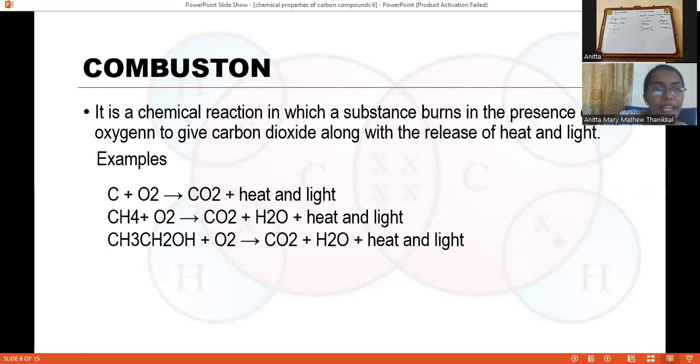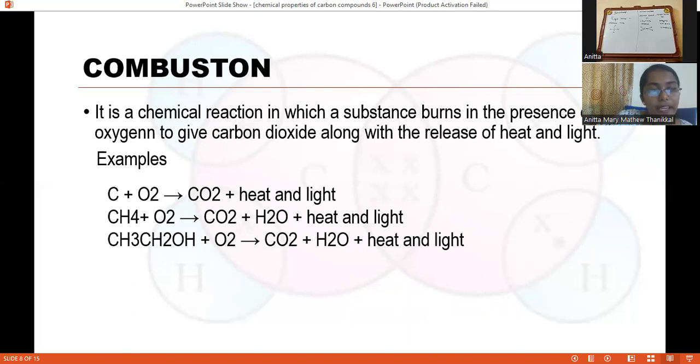Example, consider in our daily life we are cooking food using gas like LPG or conventional wood burning. The substance is burned in the presence of oxygen to give carbon dioxide along with the release of heat and light. In LPG we use two types of gas, butane and propane, a little bit of propane and more butane. So here we can say, as an example, carbon reacts with oxygen to give carbon dioxide with release of heat and light.